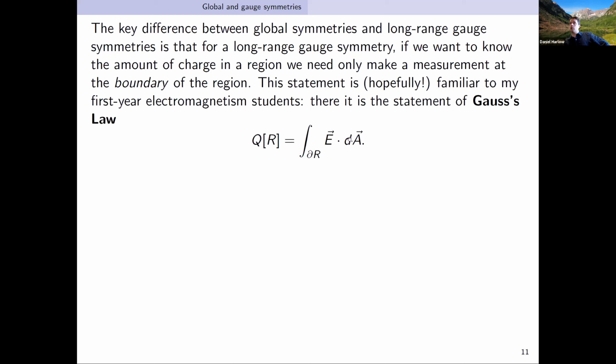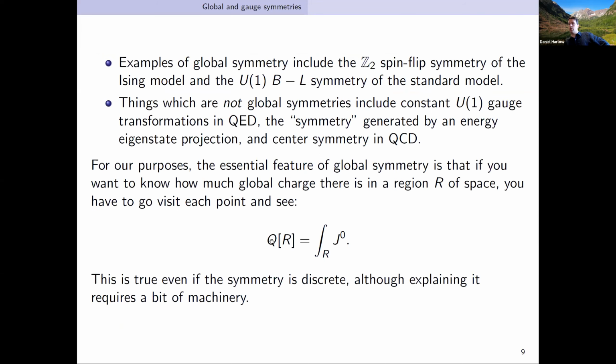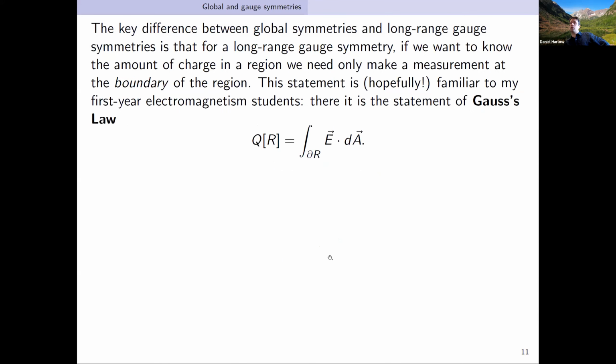And so you see this equation is quite different from the equation we had for global symmetry. Here we said that the charge was the integral of the current density over the region. But now for gauge symmetry, we're doing an integral over the boundary of the region. We're looking at the electric flux through the boundary of the region. That's the statement for electrodynamics, and some more general statement is true for any long-range gauge symmetry.